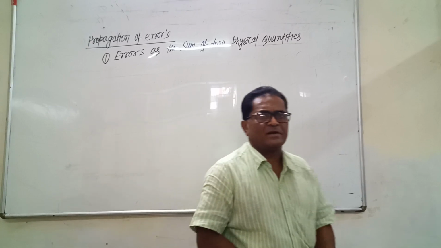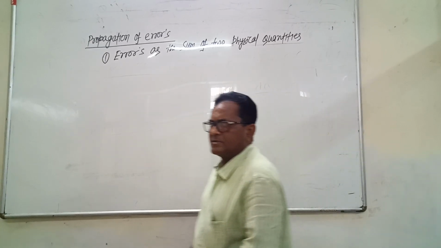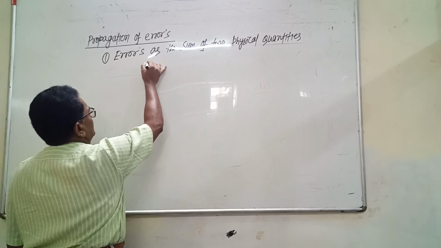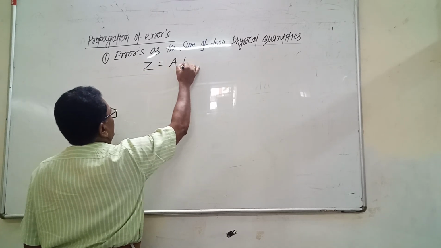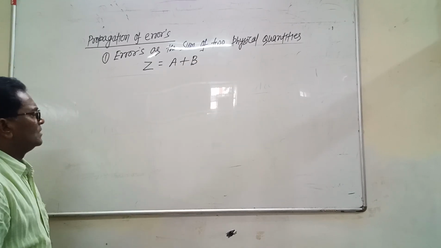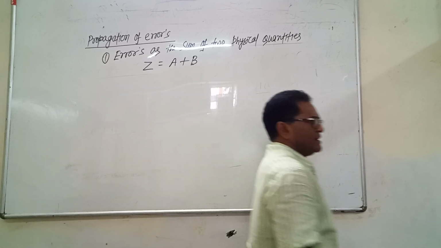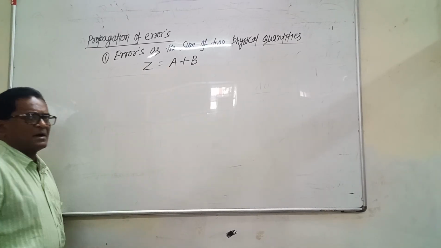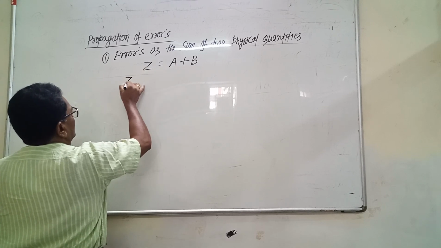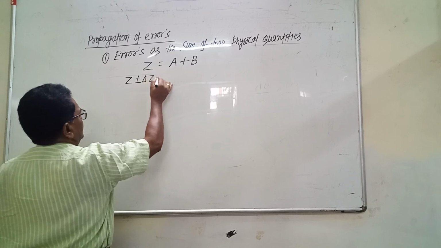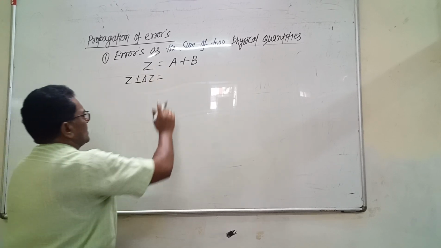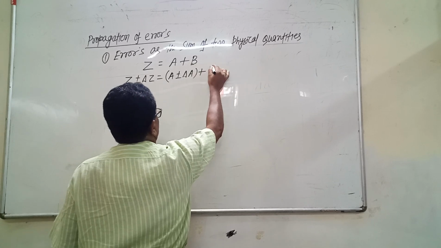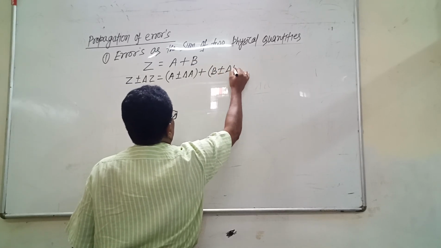Suppose there are two physical quantities A and B, and there is a relation between A and B, or A and B are related as a sum, like Z equals A plus B. So the error in A is given by A plus minus delta A. Error in Z is given by Z plus minus delta Z. Error in quantity A is given by A plus minus delta A, and error in quantity B is given by B plus minus delta B.